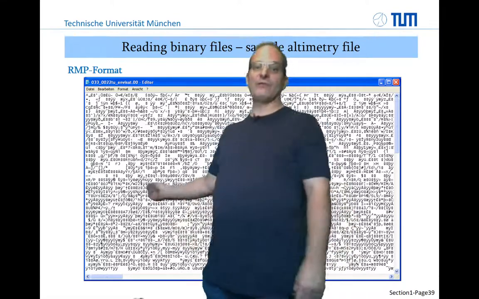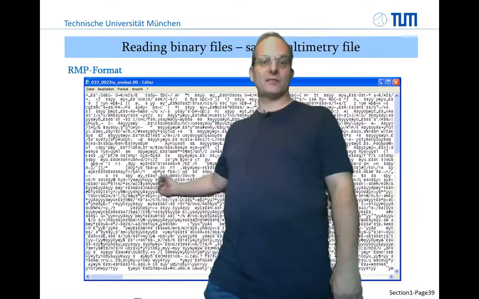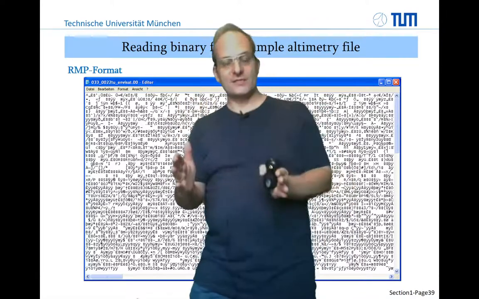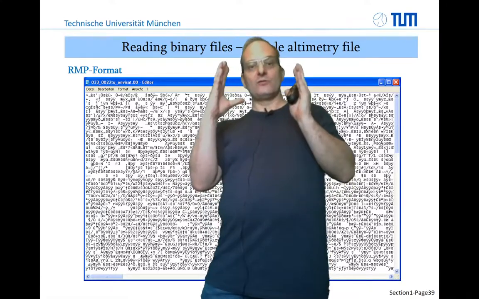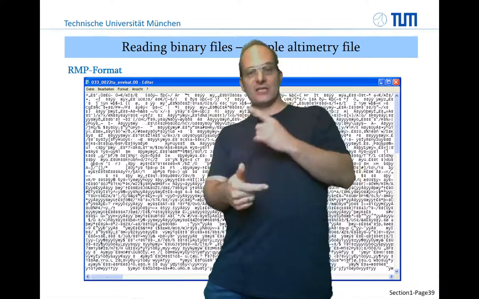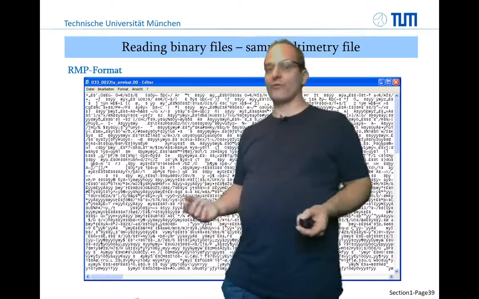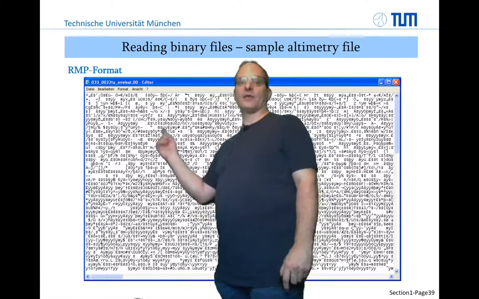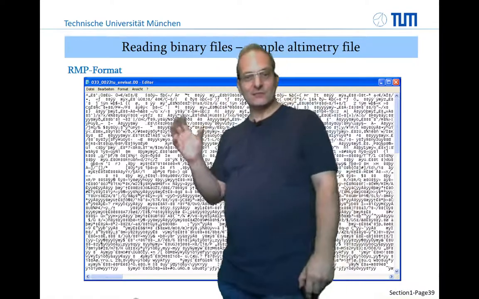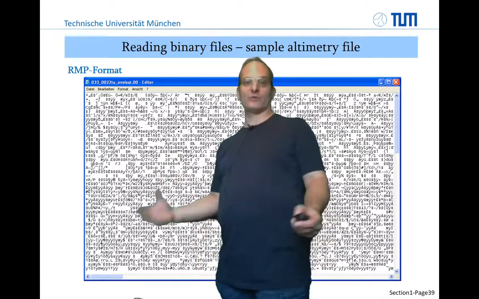So therefore, if you have something like this, it's quite difficult to read it, because you have to know which number of bytes belong to one numeric system number and how it is represented. Is it an integer? Is it a float? Or is it just a character? So, therefore, if you get such binary data, you need also a description which explains the format. Without this description, it's quite difficult to find out what belongs to what.